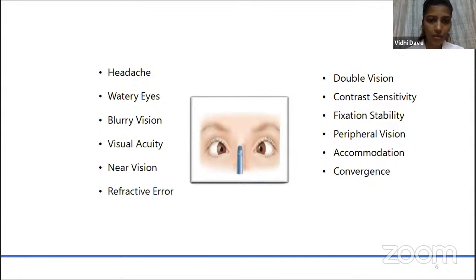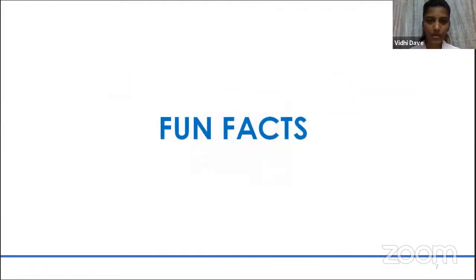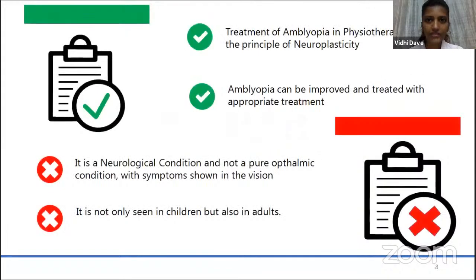So whenever we see inability in these functions of the eye, or whenever we see any problems or issues with these particular parameters of the eye, these are usually indicative of amblyopia. Everything may not be present in the patient, but these are parameters that we usually check in patients with amblyopia. Now, there are a few facts that I thought I could put for amblyopia, since this is a new condition for most of us.